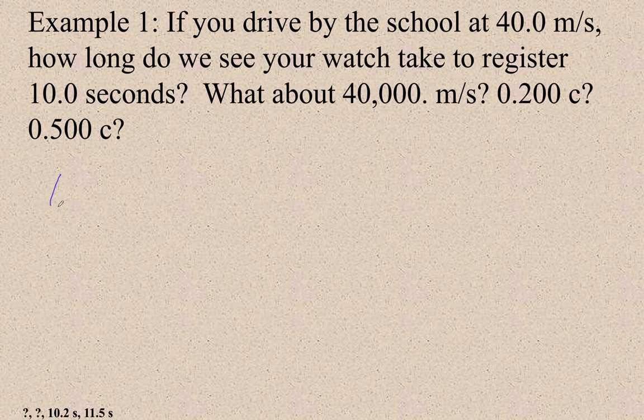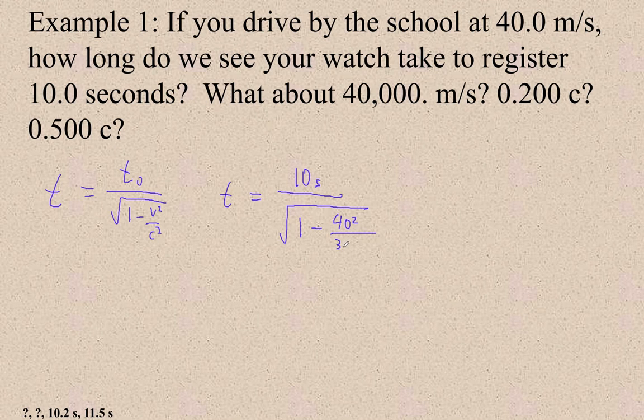So the time that we see, the dilated time, will be the undilated time over the square root of 1 minus v squared over c squared, right? So we're going to plug in the 10 seconds there and then our velocity there, right? So we'll go t is equal to 10 seconds divided by the square root of 1 minus 40 squared divided by 3.00 times 10 to the 8th, that whole thing squared, right?